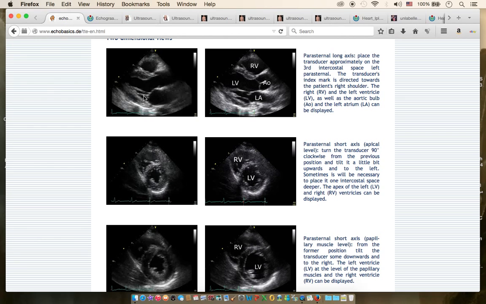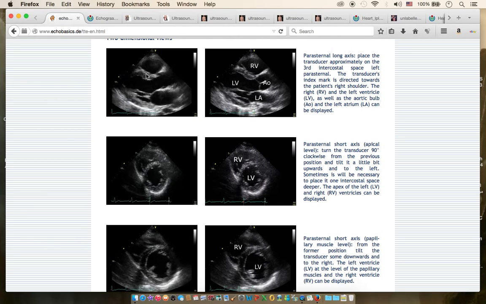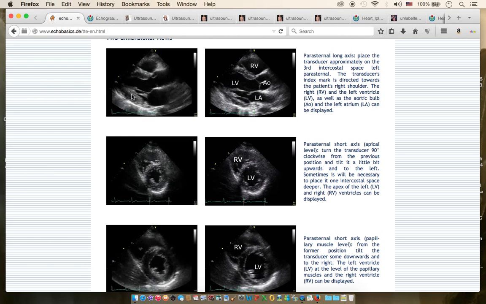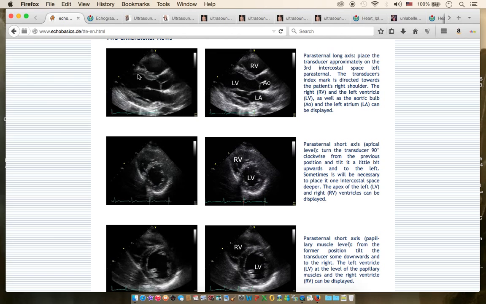Okay, here if you see, this is the interventricular septum, and this is the posterior wall of the left ventricle. And you see they are contracting simultaneously in a synchronized manner. That means the ventricular cavity narrows, and during diastole, the left ventricle comes back again.